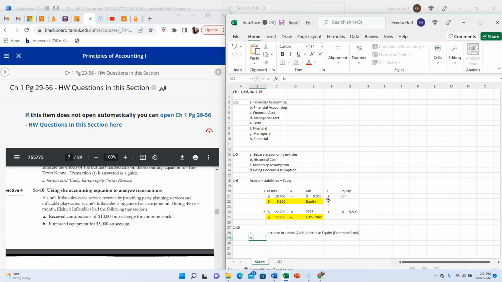All right, B: purchased equipment for $5,000 on account. Equipment is an asset, so I'm going to have an increase in assets, and it's equipment that's going up. On account means they haven't paid for it yet. They still owe for it. So that is an increase in a liability.